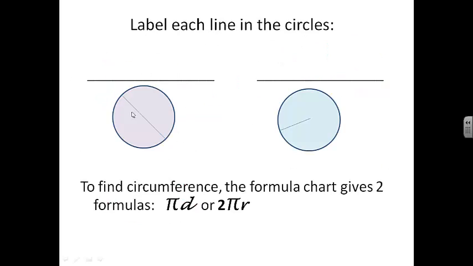So here, what do we think this is? Okay, here's our center. It goes from one end of the circle to the other, and what do we call this? Very good, diameter. Alright, it goes from the center and only takes up half of the diameter. That's called radius.